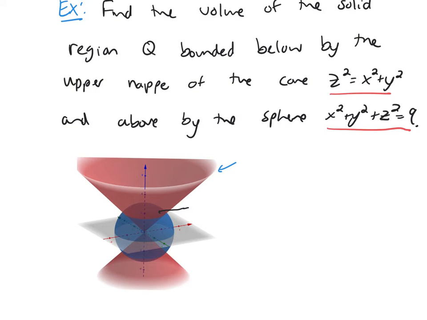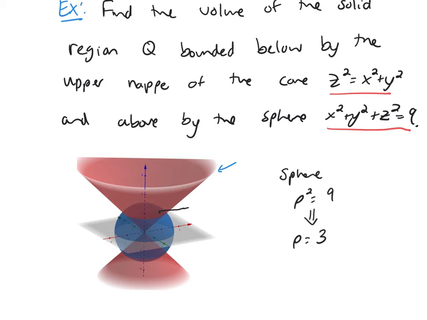Now I'm going to take my equations and convert them into spherical. The easiest equation to convert first is the sphere equation. I plug in rho squared in place of x squared plus y squared plus z squared. Rho squared is 9, and if you solve for rho, you get rho equals 3.